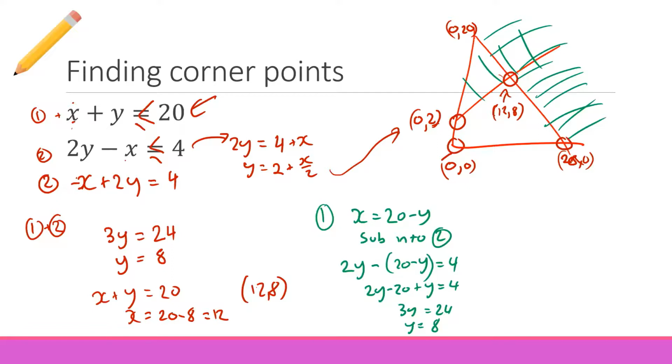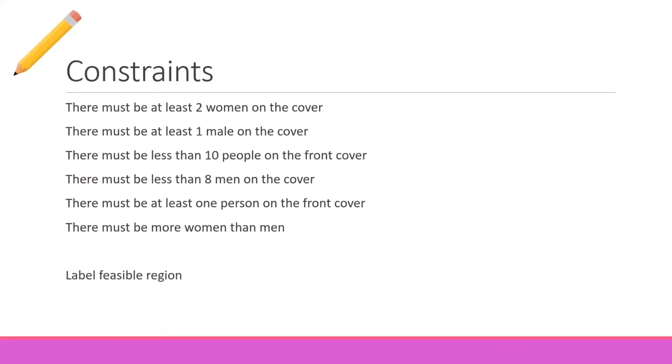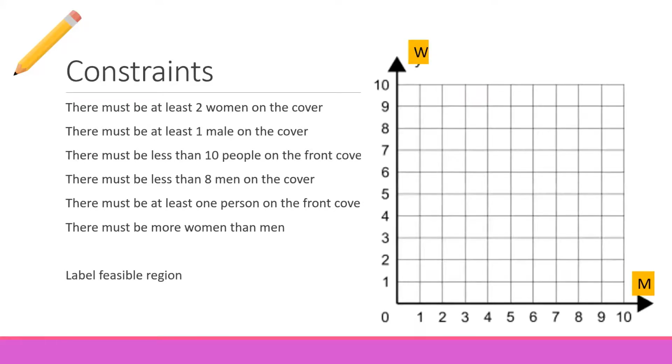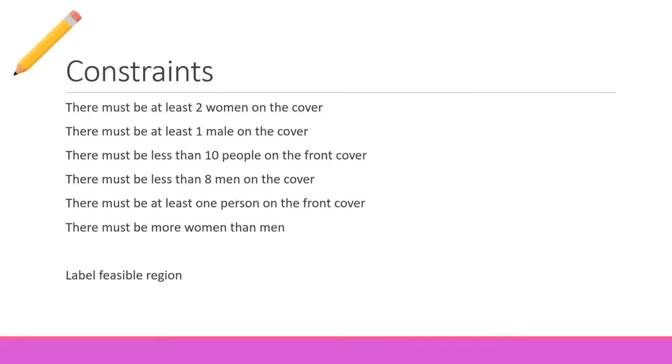Now I've got about 10 minutes left, so I'm going to try and tackle this question here. There are lots of bits of text here, and I'd like you to write these bits of text down first. Then we're going to plot this graph. We're going to go through these constraints first, but I would like you to jot them down. Then we're going to try and find a way that we can write down these constraints.